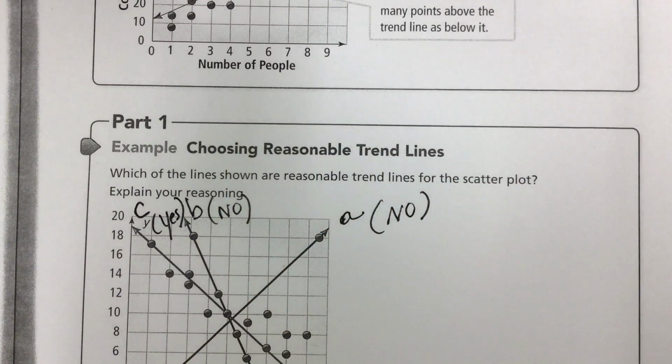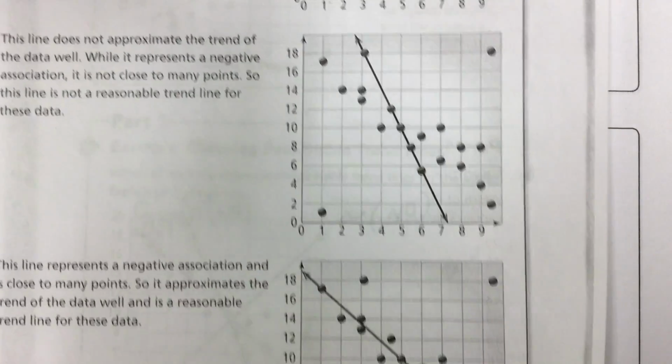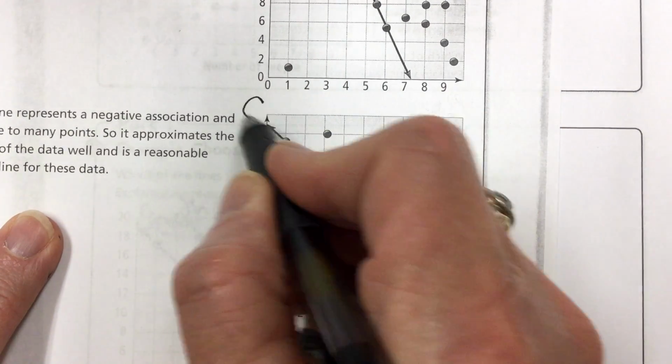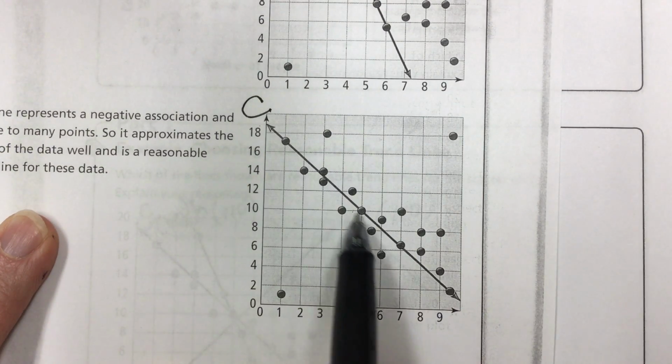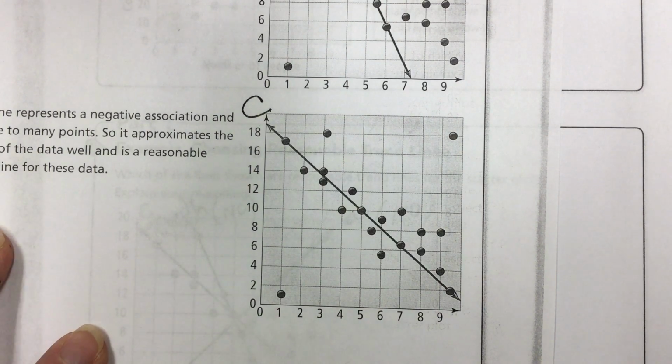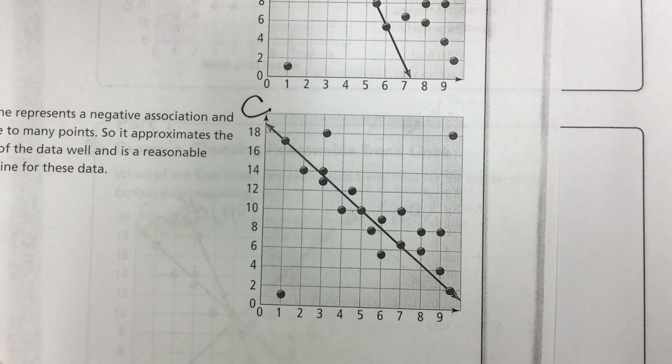So I'm going to show you just line C in a graph. There it is, just line C. So you see it goes right down the middle of the scatter plot. There are as many points above as below as possible. And it is very close to the points, and it approximates the trend very well. Therefore, there is a negative association. So C was yes.